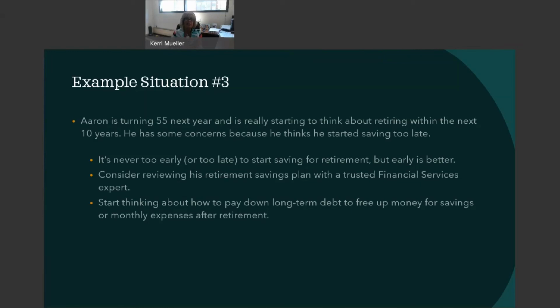And start thinking about how to pay down long-term debt to free up the money for savings or monthly expenses after retirement. Obviously, as we all know, after retirement, our income is somewhat lower than what we normally are used to whenever we have a paying job. So we want to make sure that we don't have the same level of debt that we have when we are working. So we want to look at possibly paying down as much as we can. And there's people at banks, whether it be financial services, retirement services, or people in your own local branch, that can help you get on the right track.